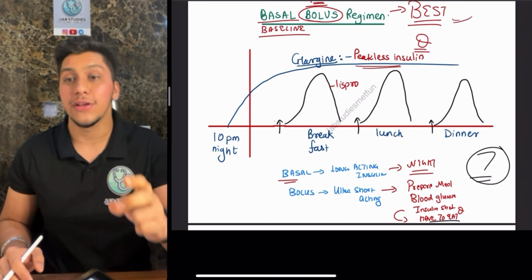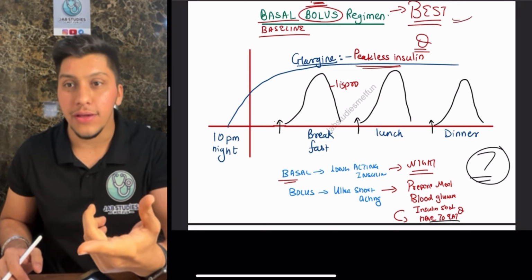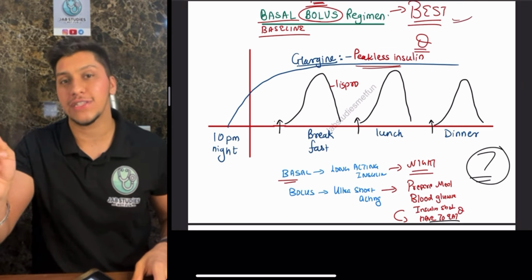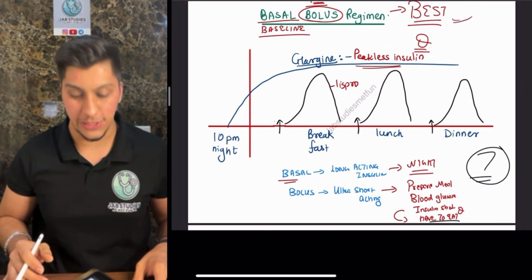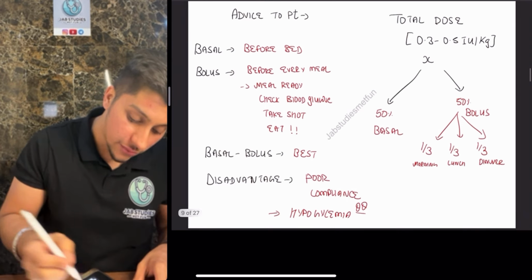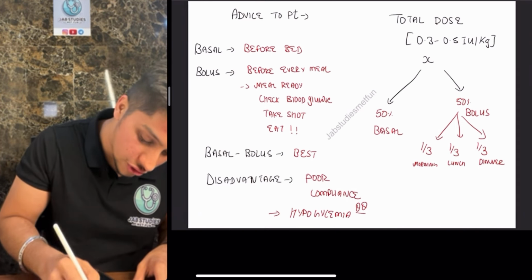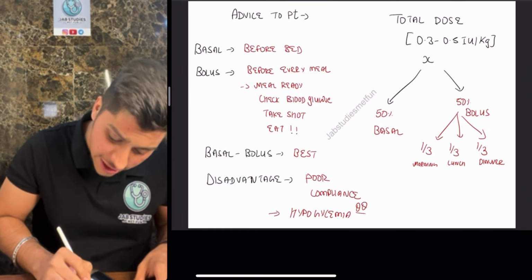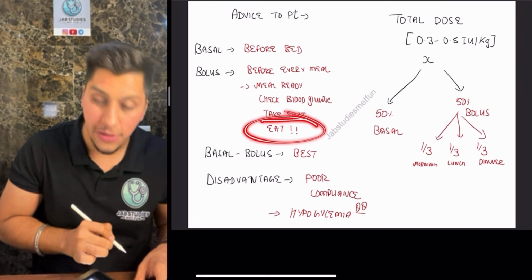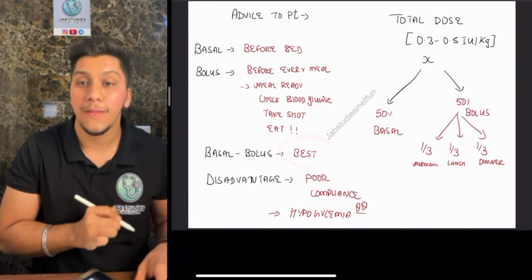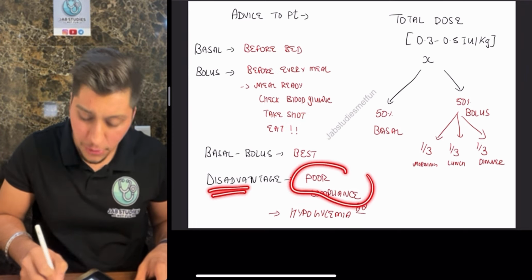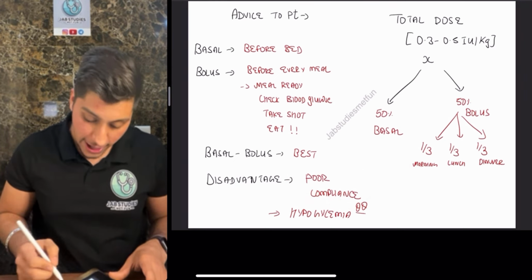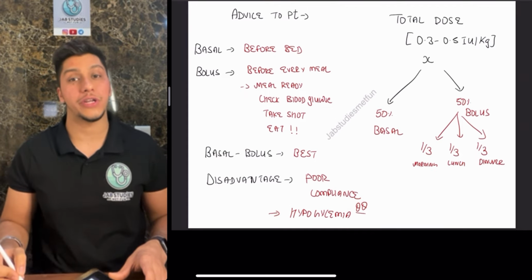And second issue is that people tend not to eat properly. That is why even after insulin they eat less, and the chances of hypoglycemia is very high in the case of basal-bolus regime. So just remember, advice to the patient will be, the basal one you have to take before bed. Bolus will be before every meal. Make sure the meal is ready, check the blood glucose, take the shot and eat. Remember, the basal-bolus is the best. But the disadvantage is there is poor compliance, because around 7 times you're going to prick that patient. Obviously, he's going to be irritated. And the risk is hypoglycemia, because they don't eat properly.